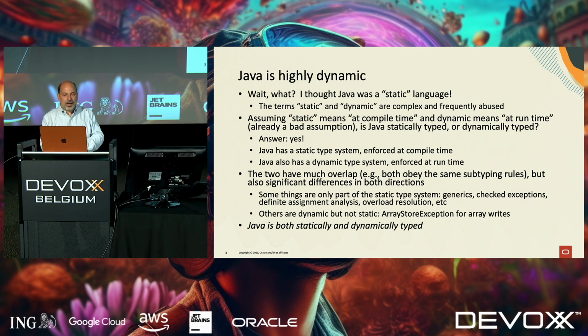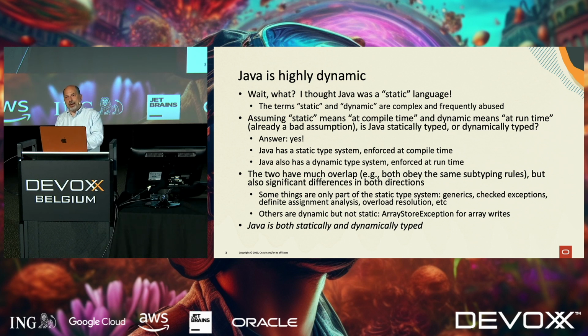So the question I would ask is: is Java statically typed or dynamically typed? The answer is on the slide, so it's not really a question. The answer is yes. The answer is Java is both statically typed and dynamically typed. So Java has a static type system that's enforced by the compiler. And it has various rules about conversion and overload selection and such.